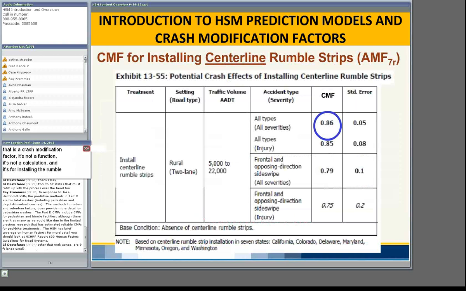So, for example, is 0.56. And if you had a four-legged intersection that was signalized and you had left turn lane, and the way you bring it all together is for your intersections individually.